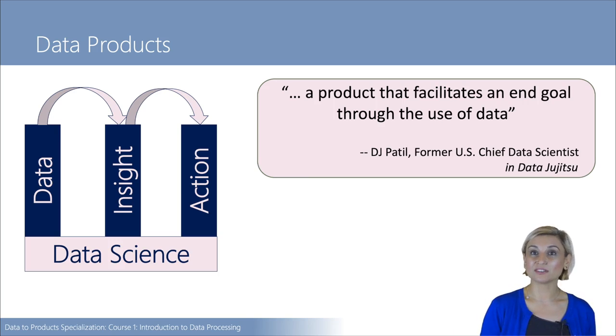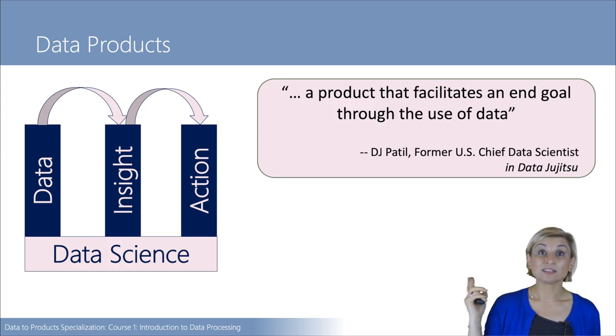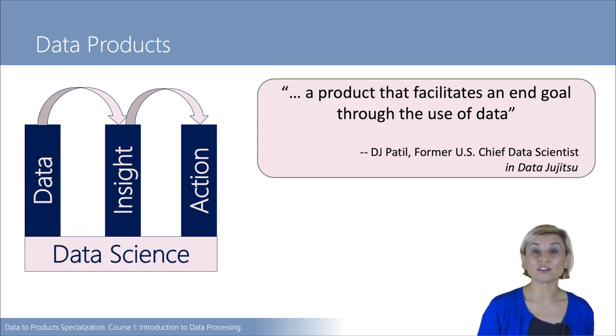The former United States Chief Data Scientist, D.J. Patil, defines a data product as a product that facilitates an end goal through the use of data. Great definition, as it speaks to the heart of the reason why we would like to generate a data product in the first place, or the purpose of the data product activity to put insights to use in production so we can take actions.